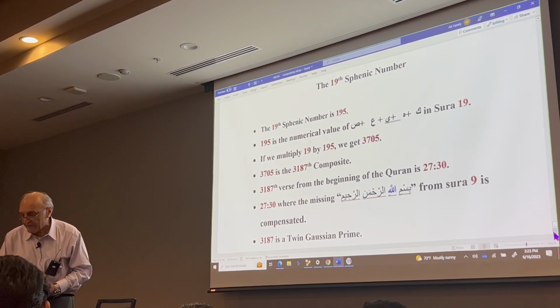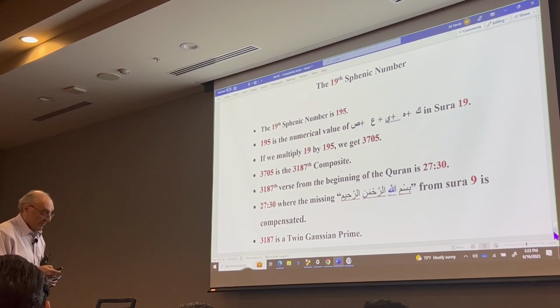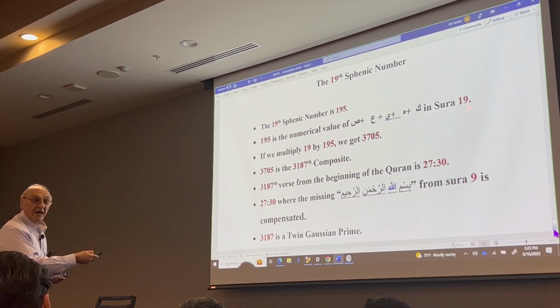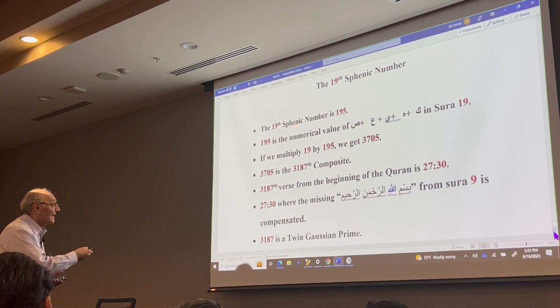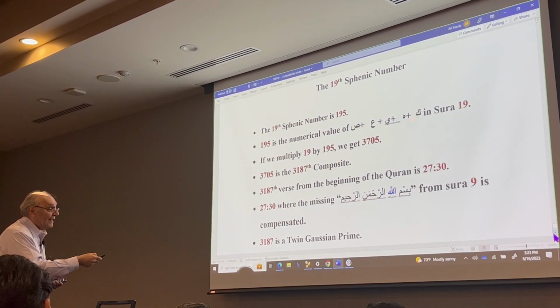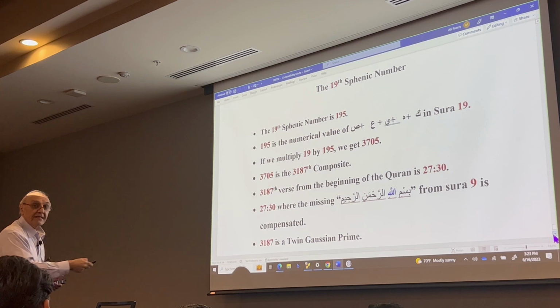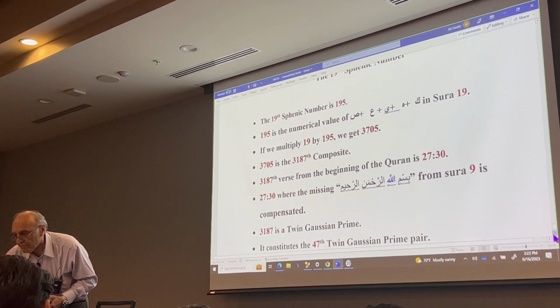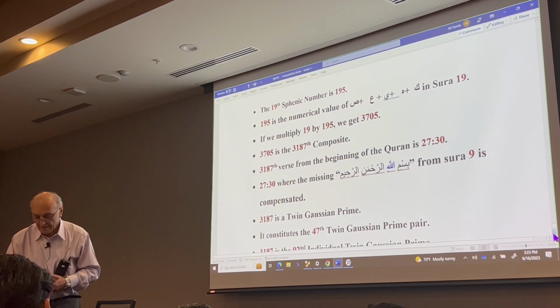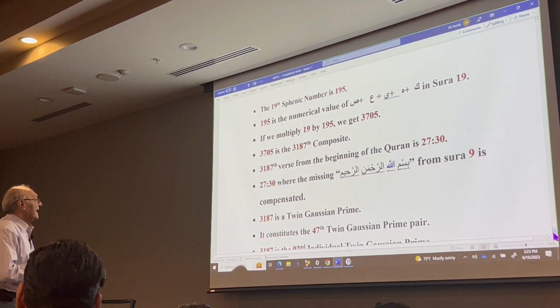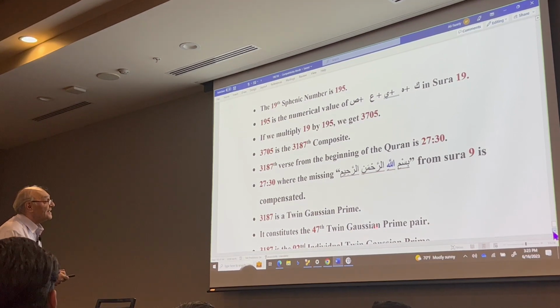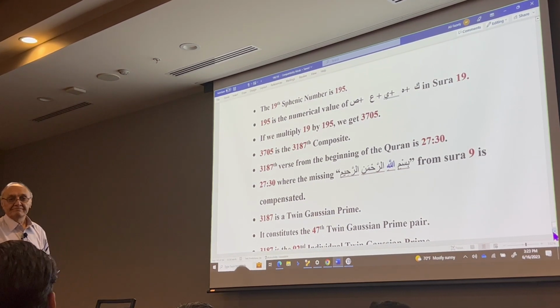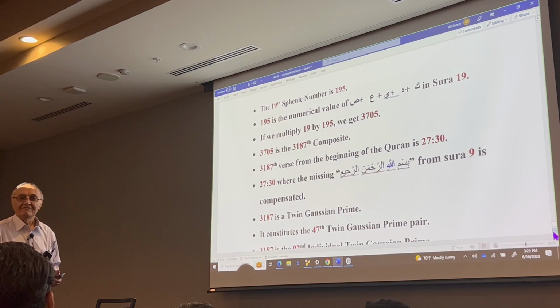So now we scroll down a little bit. Remember now, this is chapter 19. We started with 195, which is the 19th Sphenic prime, and this has to do with chapter 19. Okay? All right. It happens that it constitutes the 47th twin Gaussian prime pair. What is chapter 47? Okay, there we go. Okay? So God is telling us a story here.